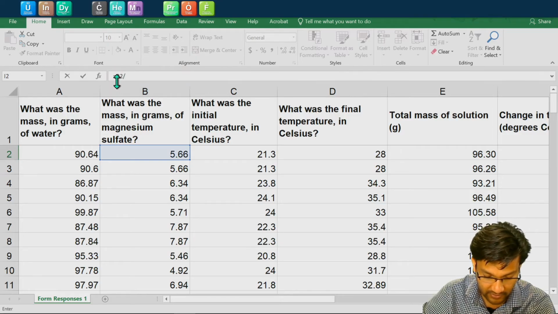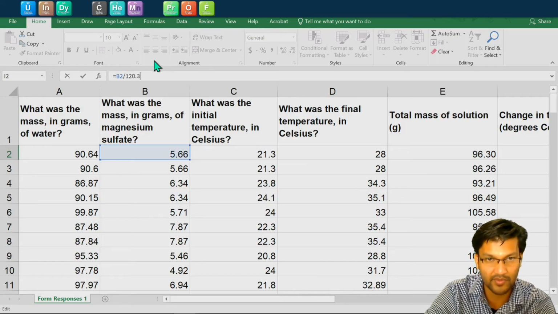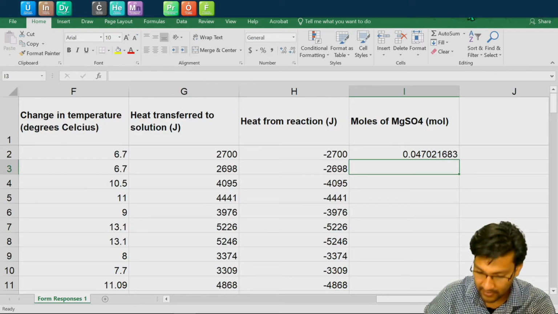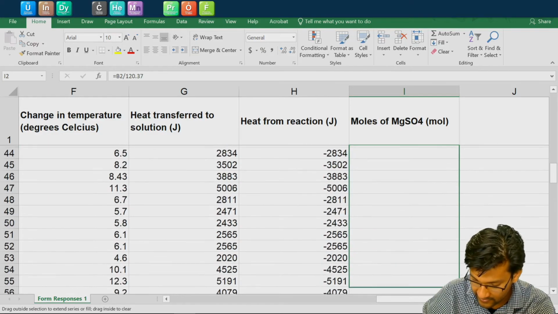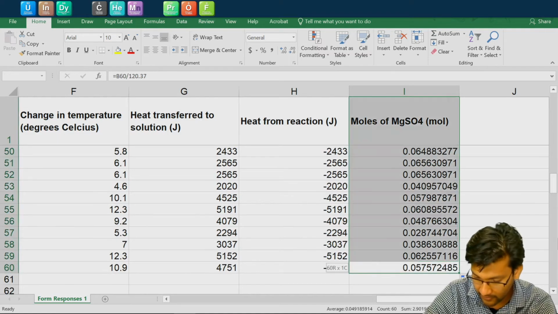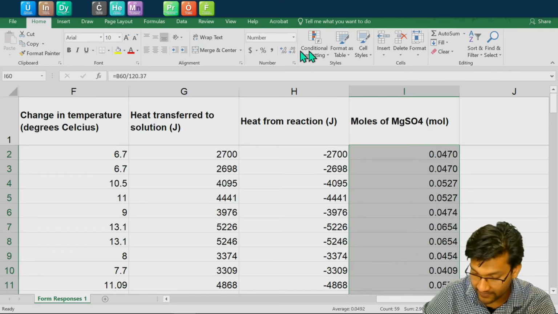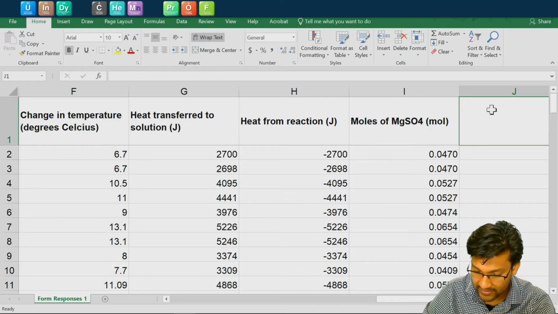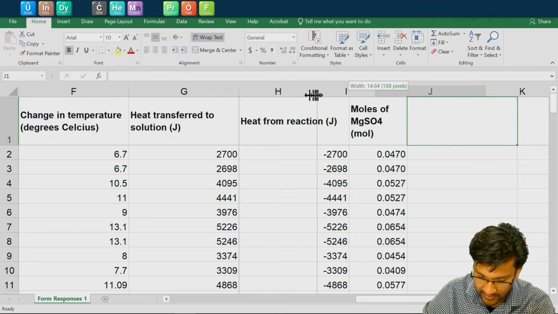So I get is equal to B2 with a divide symbol, and then I'll type in now the molar mass of magnesium sulfate, which is 120.37 grams per mole. I hit enter, and it takes me back to right here, the moles of magnesium sulfate. I'll just copy this down now for every single cell. I don't like this, so I'll select the whole thing. I'll reduce the number of decimal places because we have too many. All right, so that's our moles of magnesium sulfate. Make that a little bit smaller, like that. Let's make some of these smaller, why not?